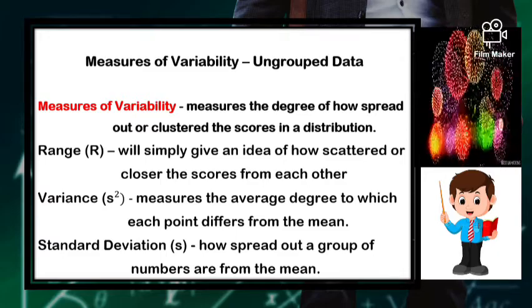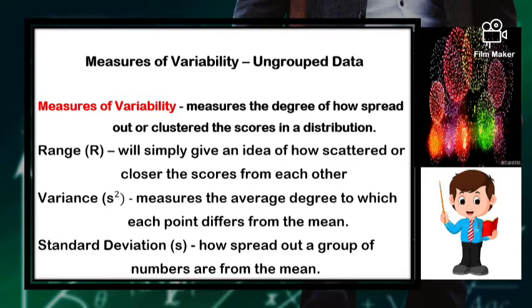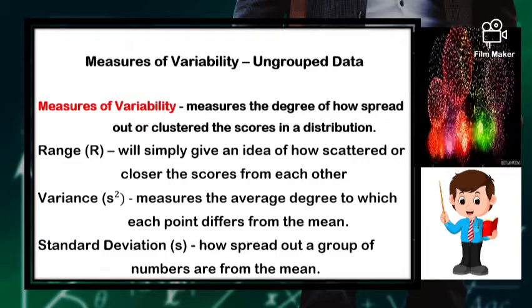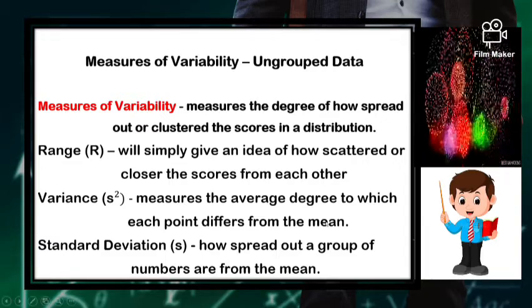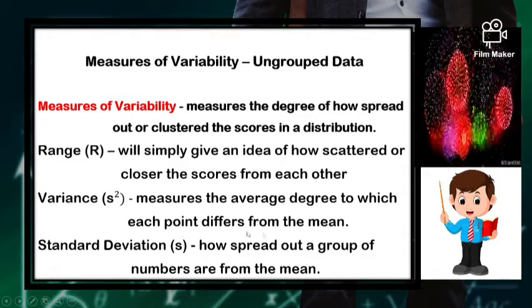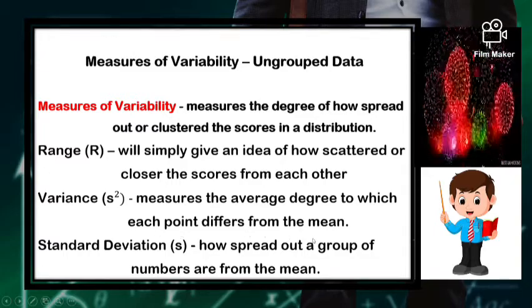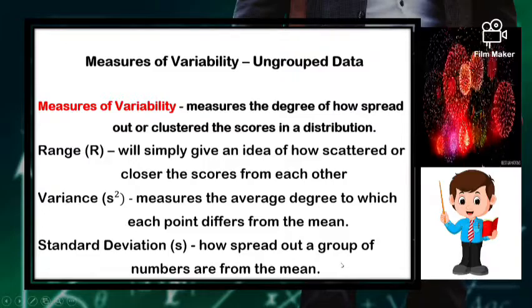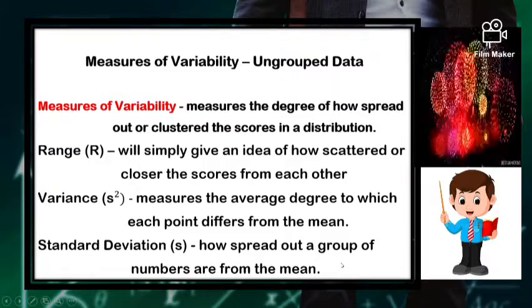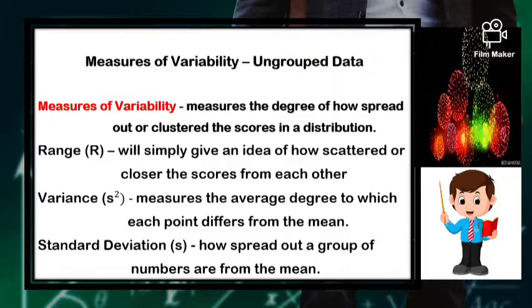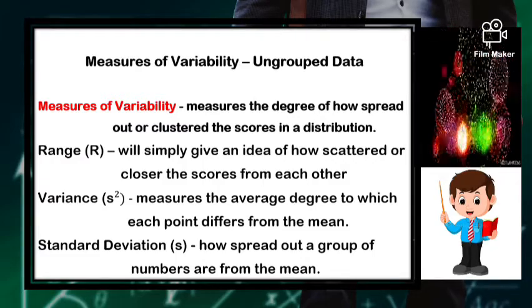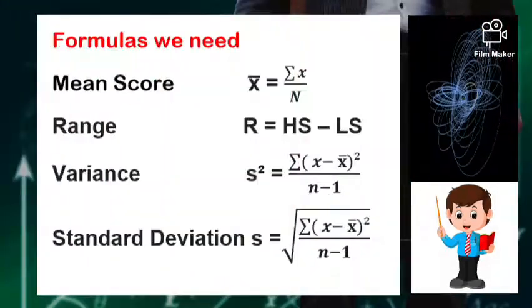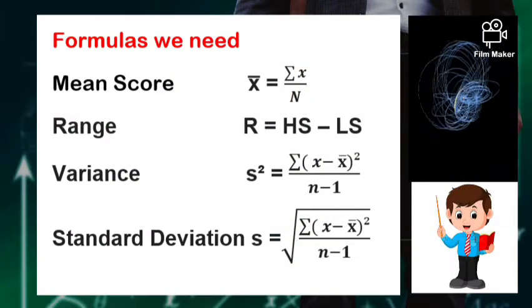The variance measures the average degree to which each point differs from the mean. It's an average degree of how these points differ from the mean. And the standard deviation is how spread out a group of numbers are from the mean. That's how simple it is. Let's look into how we can solve the following.